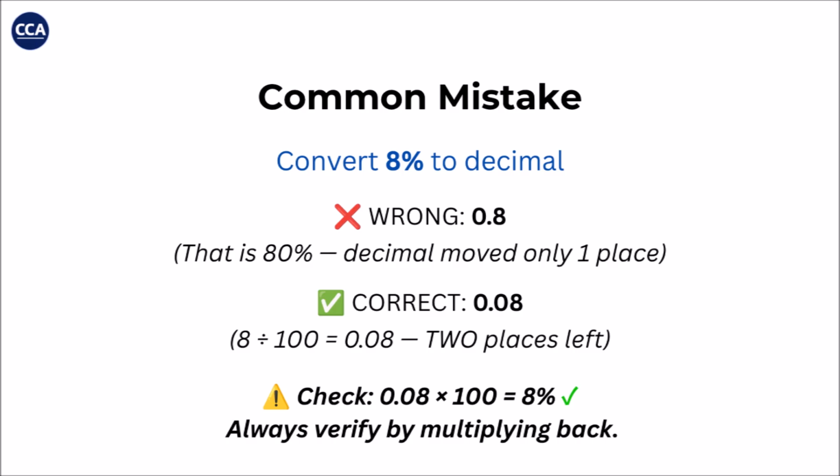This mistake is especially common with single and double-digit percentages. Always count exactly 2 places. If you ever confuse these, multiply your decimal answer by 100, and check, it gives back the original percentage. If it does not, you have moved the decimal the wrong number of places.